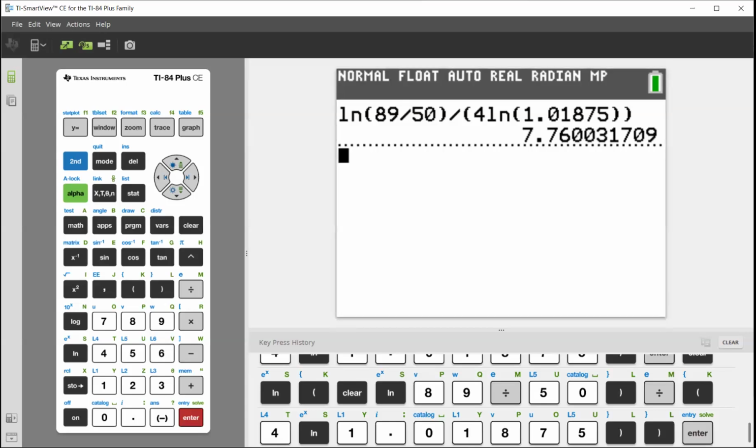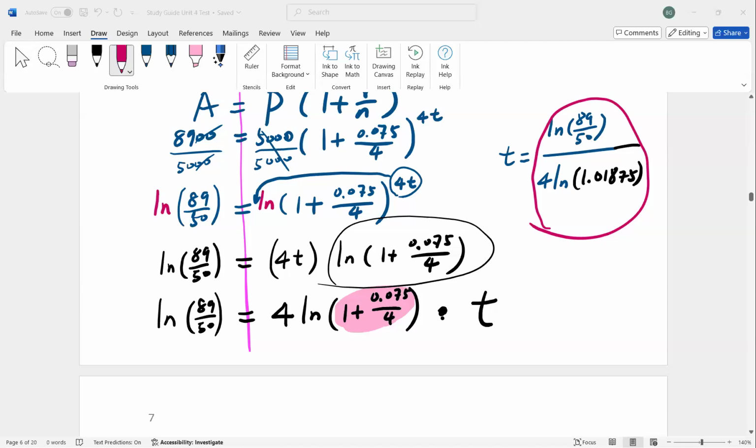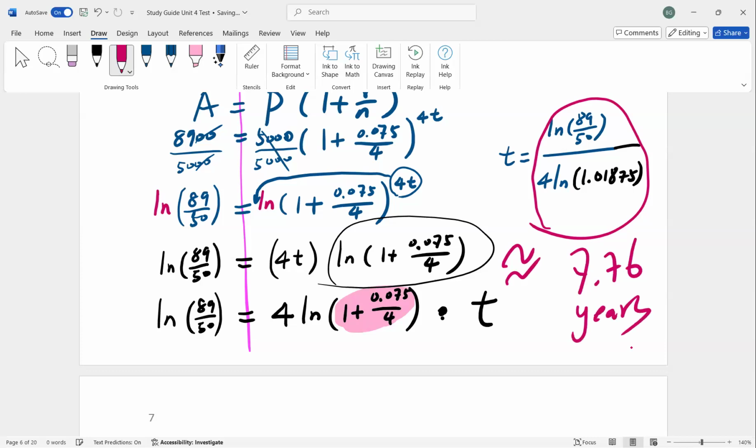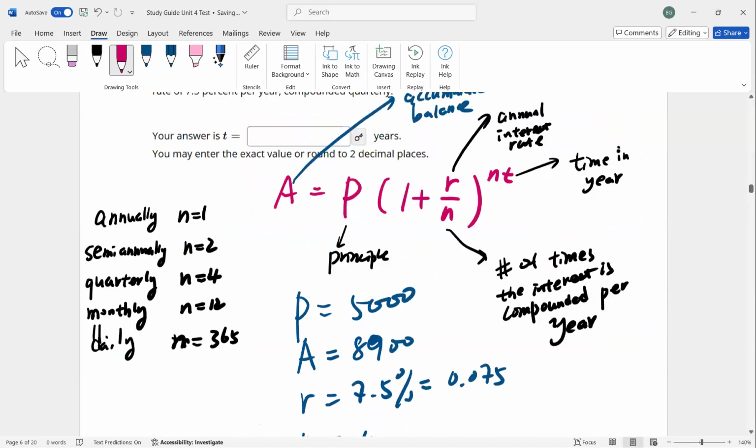In years, how many years? Let's see the rounding instruction. It says round to 2 decimal places, so you're going to enter 7.76 years. Let's go back to the note. The time required to have that much growth is 7.76 years. All right, I think we can stop here.